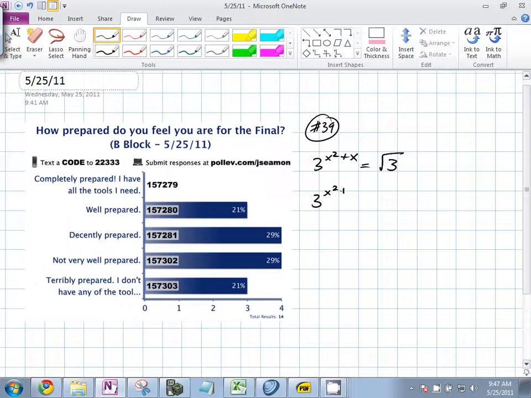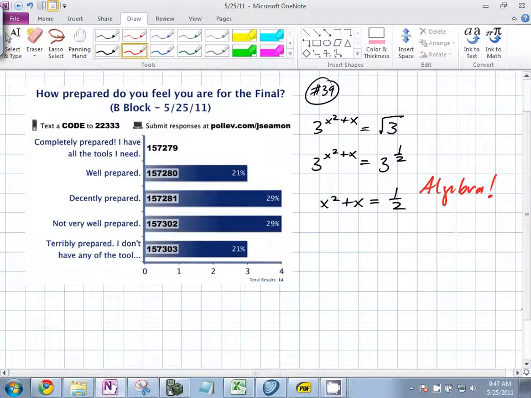Why? Because you know that 3 to the 1/2 equals the square root of 3. So if 3 to the x squared plus x equals 3 to the 1/2, then what has to be true? Then x squared plus x has to equal 1/2. What's the easiest way to go about solving this? Now we're just at algebra, right? What's the easiest way to solve this? Anybody have a suggestion?